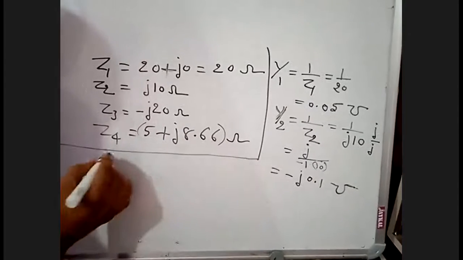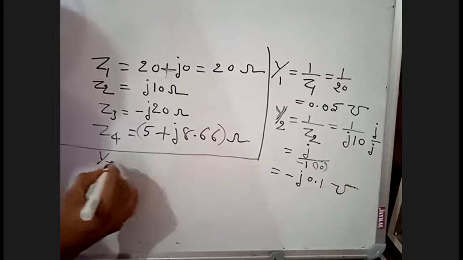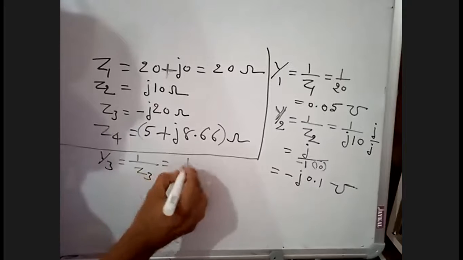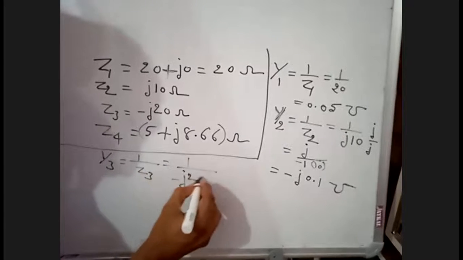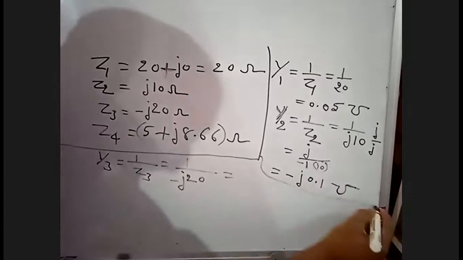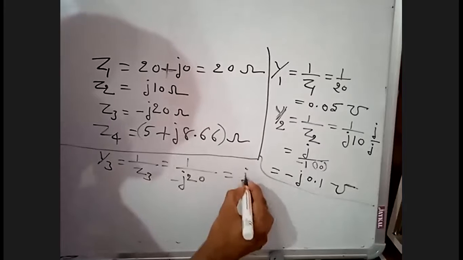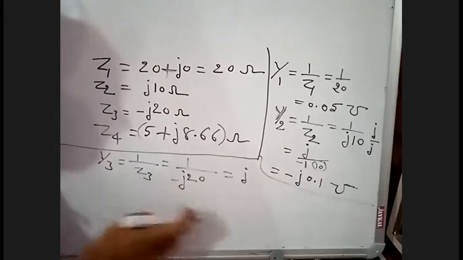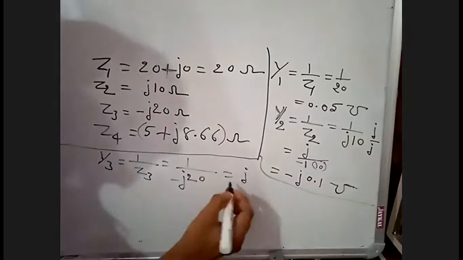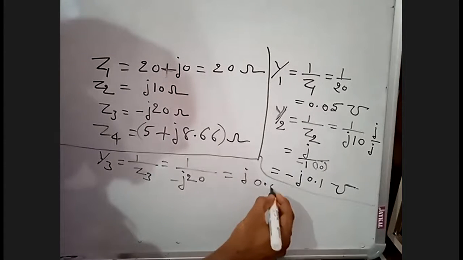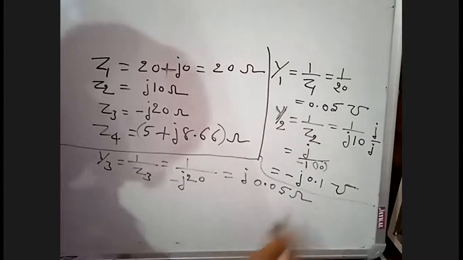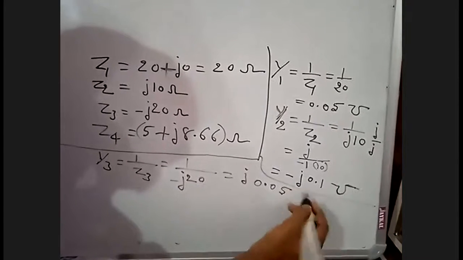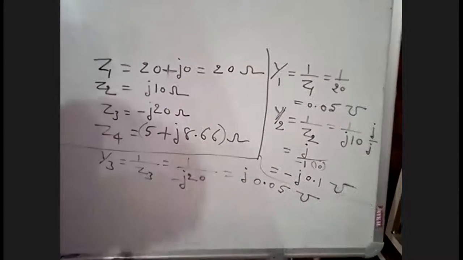Similarly, Y3. Y3 is equal to 1 by Z3, 1 by minus j20. If j comes to numerator, it becomes minus j. If minus j comes to numerator, it becomes plus j. 1 by 20 is this value of Y3. Sorry, it is Siemens, not ohms. Unit of admittance is Siemens.